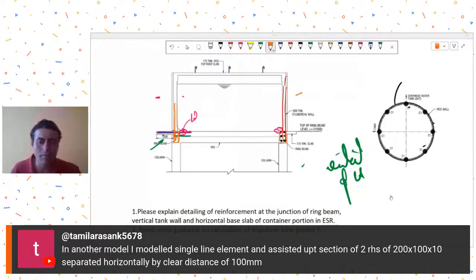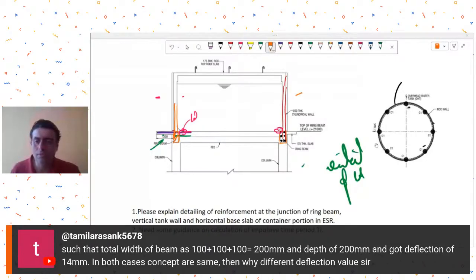In another model, I modeled a single line element and assigned a UPT section of two RHS 200 separated horizontally by a clear distance of 100 mm, such that the total width of the beam is 200 mm and depth of 200 mm, and got a deflection of 14 mm.